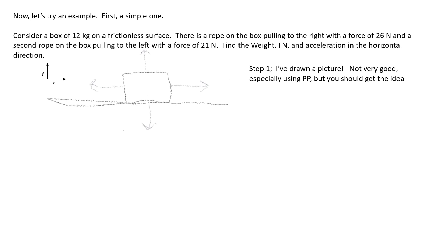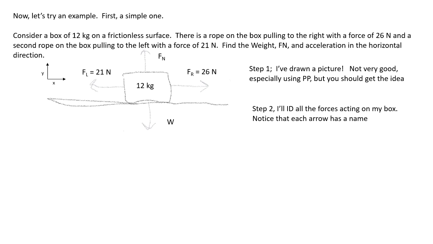There's my picture. That's step 1. I've drawn a picture. It's not very good. I use PowerPoint to try and draw things, but you get the idea. It's clear enough to show what's happening. I've put in the 4 arrows representing the forces acting. I have the box sitting there, and it's on the ground. There's the normal force. There's the force to the right on the rope, that's 26 newtons. The force to the left, which is 21 newtons, and then the weight. And also the box is 12 kilograms.